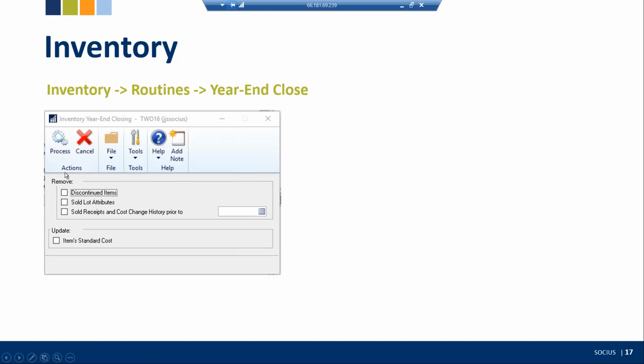These are the options that I just mentioned of removing discontinued items, sold lot attributes, sold receipts, and cost change history, and then updating the standard cost. And once I get to this window, I simply need to click process, and it will follow the task that we had just talked about, taking our summary numbers to 0 for the new year, moving that year to the last year, and making sure the system's ready to move forward.